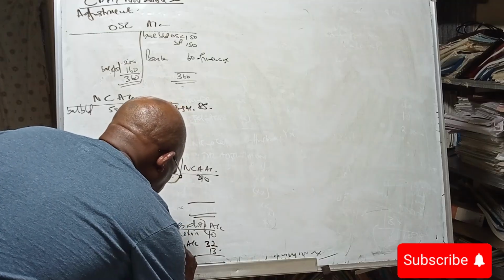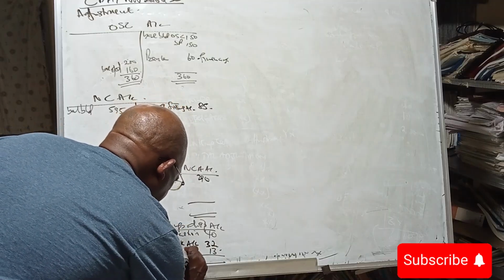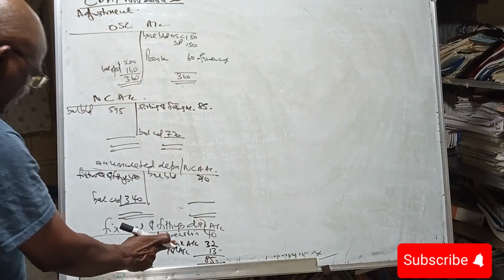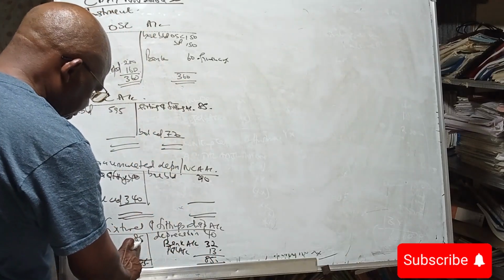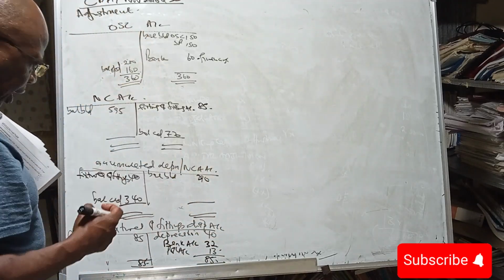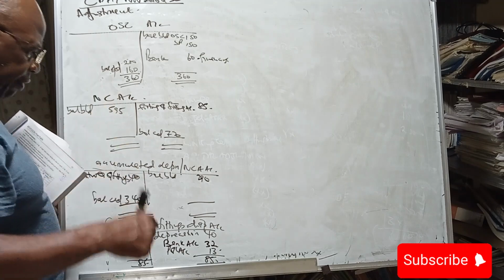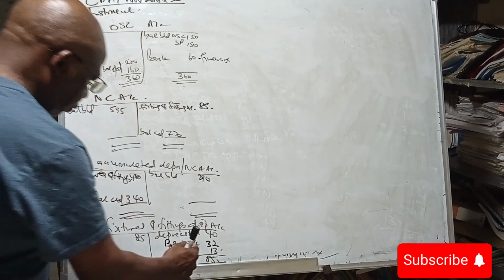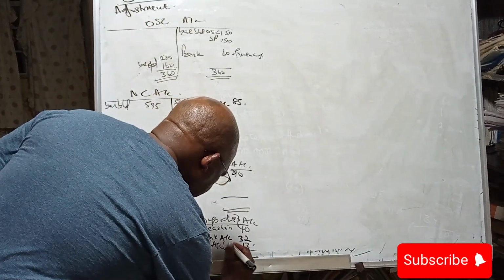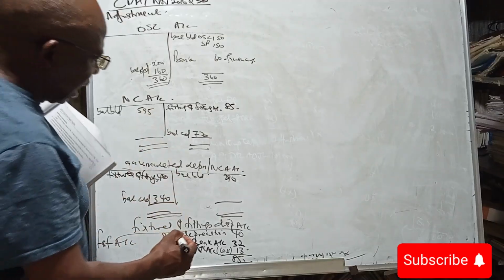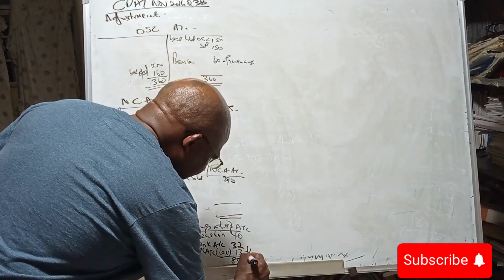What are we saying? This, we are taking to the P&L account, 85. We are saying we bought the fixtures at 85, we depreciated 40, and therefore we are left with 45. But instead of selling it at 45, we sold it at 32. And therefore we sold it at a loss of 13. A loss is an adjusting item.